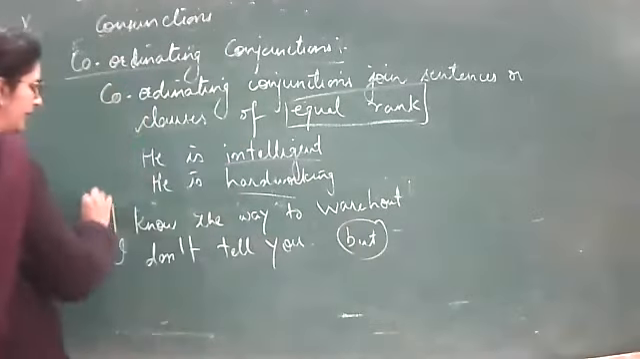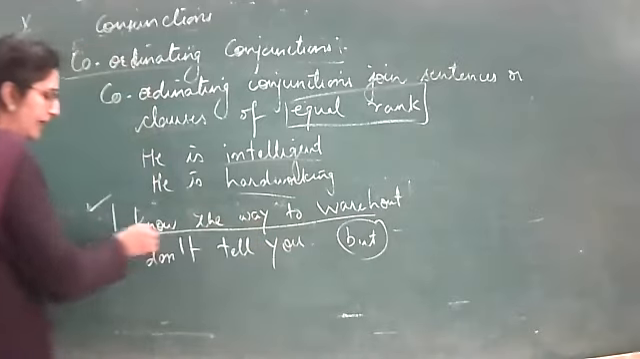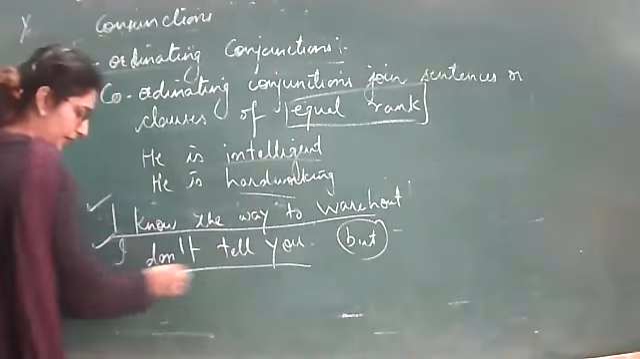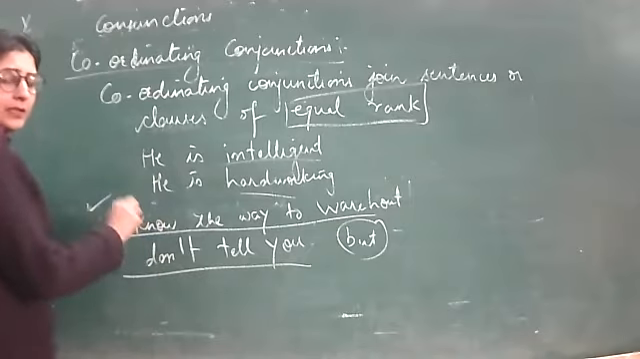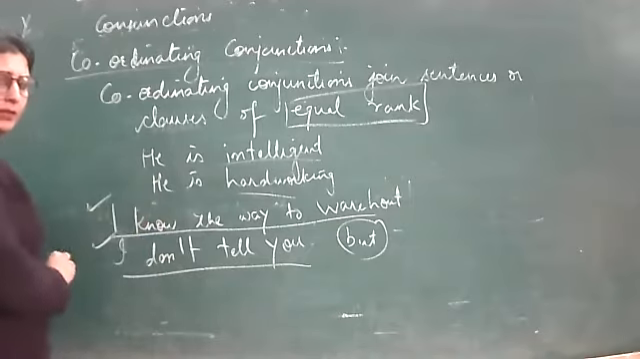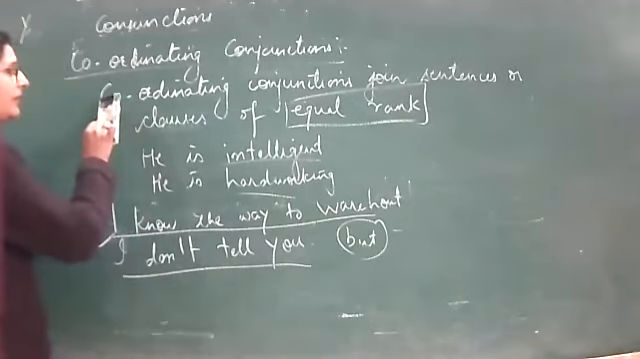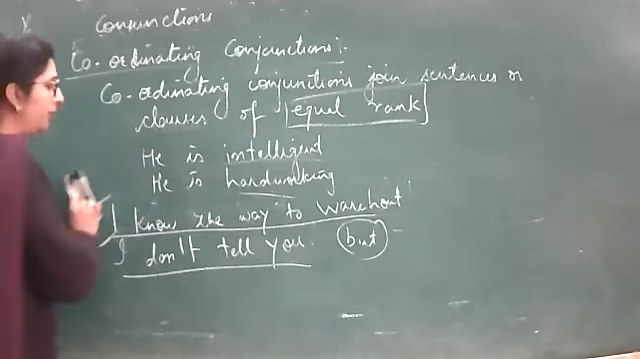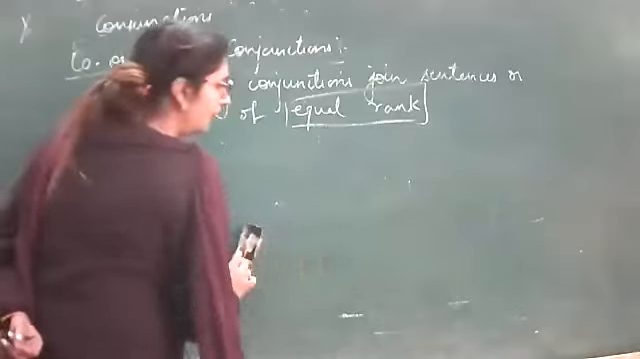Okay, these two sentences are independent. Independent means if you read this sentence, meaning is clear. It need not depend upon any other sentence to complete its meaning. So it means that coordinating conjunctions join sentences or clauses of equal rank.